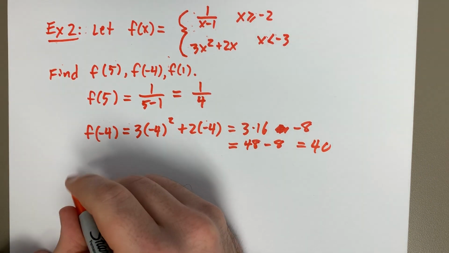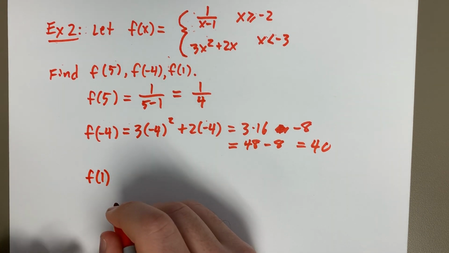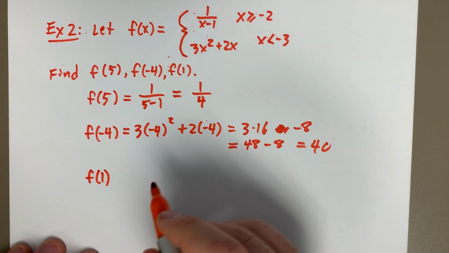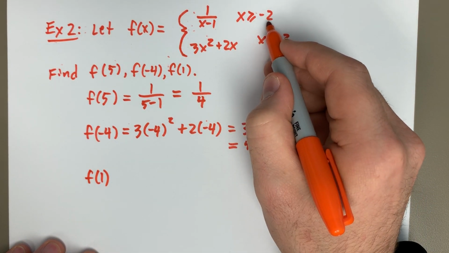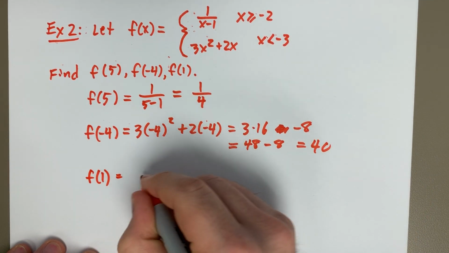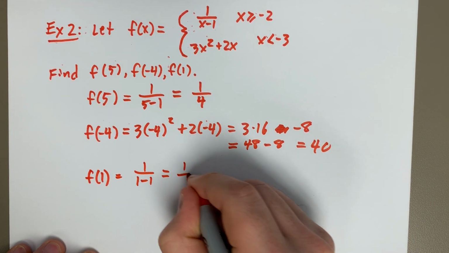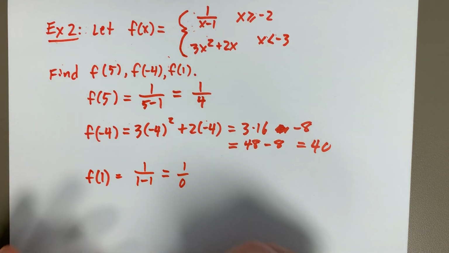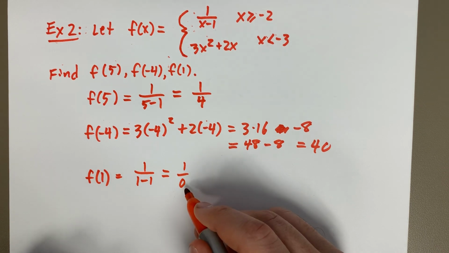All right. Now, let's look at the third case for f of 1. Let's see if it meets either one of these conditions. So our input is 1. Is that greater than or equal to minus 2? Sure it is. So I'll have to use this one. But what does that give me? 1 over 1 minus 1, which is 1 over 0. What are we going to do about that? So we have division by 0.